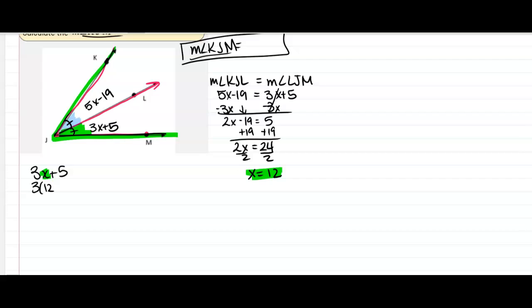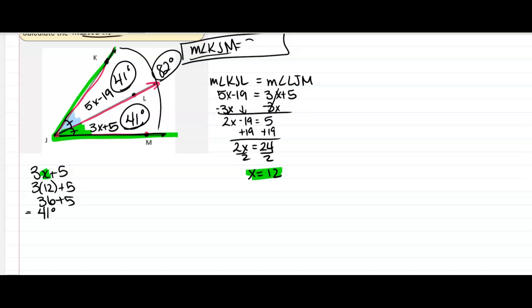So it's 3 times 12 plus 5. We get 36 plus 5, and that's equal to 41 degrees, which means this is 41 degrees. And if that's 41 degrees, this other angle is also 41 degrees because of that angle bisector, which means the whole thing is 82 degrees. So the measure of angle KJM is 82 degrees.